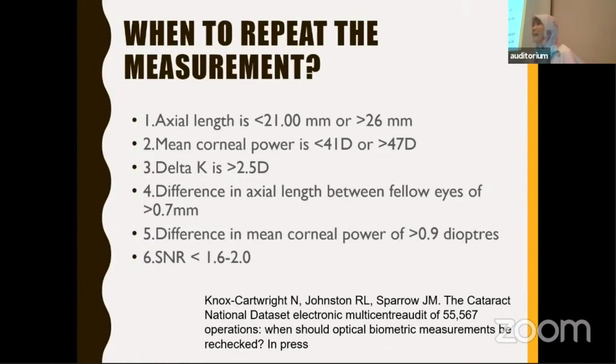Number three, Delta K, the astigmatism difference, is more than 2.5 diopter. Number four, difference in axial length between fellow eyes is more than 0.77 millimeter. Number five, difference in mean cornea power is more than 0.9 diopter. And number six, the SNR, signal noise ratio, is less than 1.6 to 2.0.